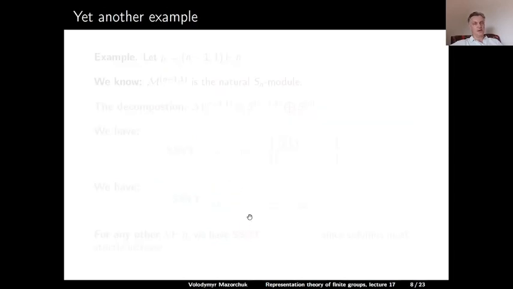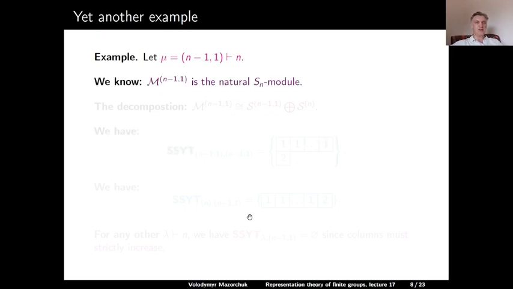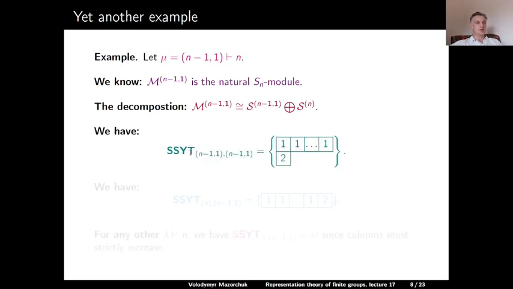And finally, yet another example. Let mu be the partition (n-1, 1) of n. Then we know that the corresponding permutation module is the natural S_n module. The natural module decomposes into a direct sum of two Specht modules, S^(n-1,1) and S^(n). So the set of all semi-standard Young tableaux of shape (n-1,1) and the same content is just a singleton consisting of the tableau where we write ones in the first row and a two in the second row. The set of all semi-standard Young tableaux of shape (n) and content (n-1,1) consists of one tableau, where we write all ones and then a two at the end of the first row.